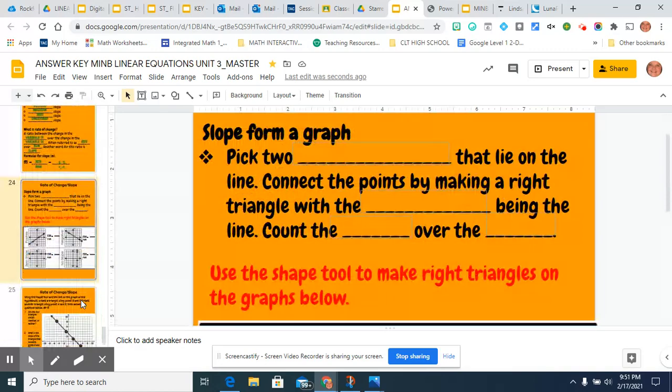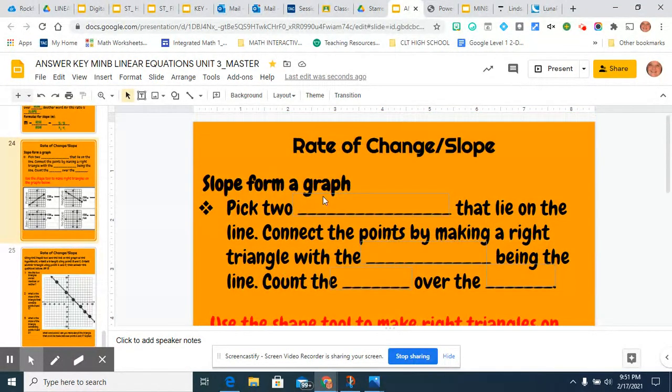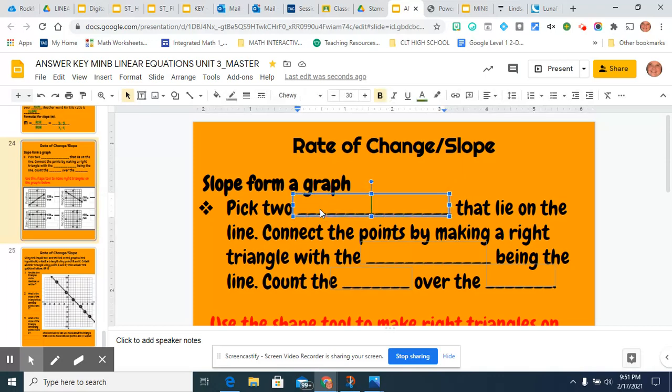Okay? So moving on to page 2, let's look at a little bit more about rate of change in slope from a graph. So from a graph, we're going to pick two points that lie on the line and connect the points by making a right triangle with the hypotenuse being the line.